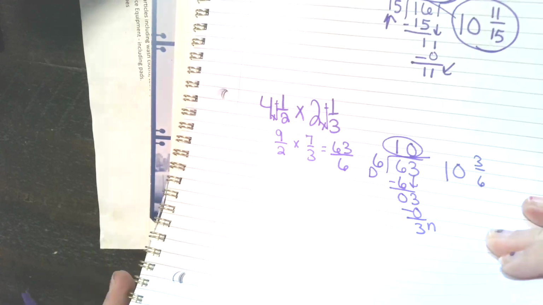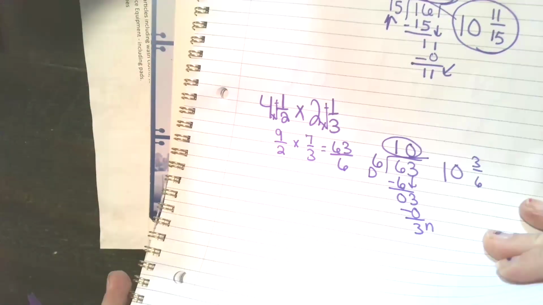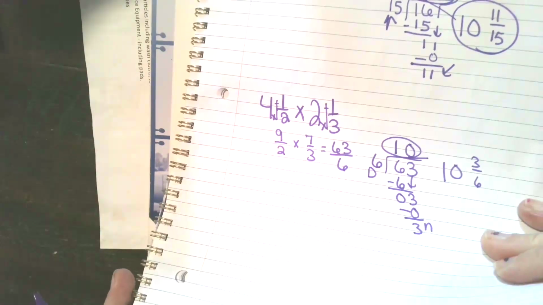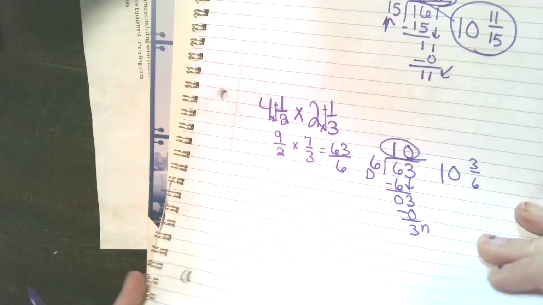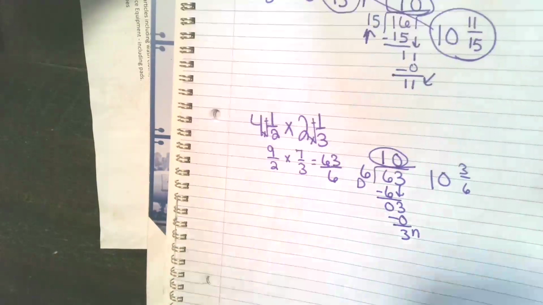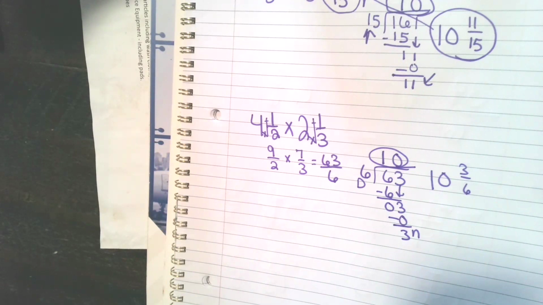And let me look at the units here. So Ava is 4.5 years old. Her brother Ethan's 2 1/3 times as old. How old is Ethan? So it says 10 and 3/6. So how old would he be? He would be 10.5 years old. All right, so make sure you have that down. All right, let's go over to the next page.